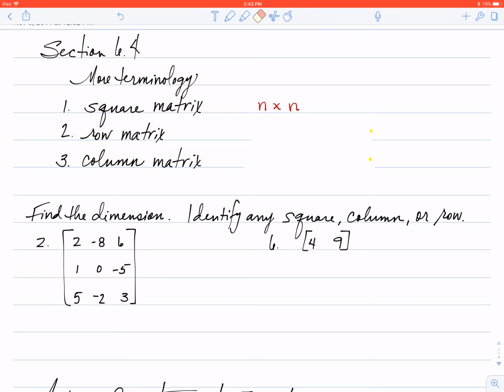Then you have something called a row matrix. A row matrix is where there's only one row. I don't care how many columns there are, but there's only one row in my matrix. And then a column matrix, you can probably guess, there's only one column in my matrix. There might be a lot of rows, but only one column in my matrix.